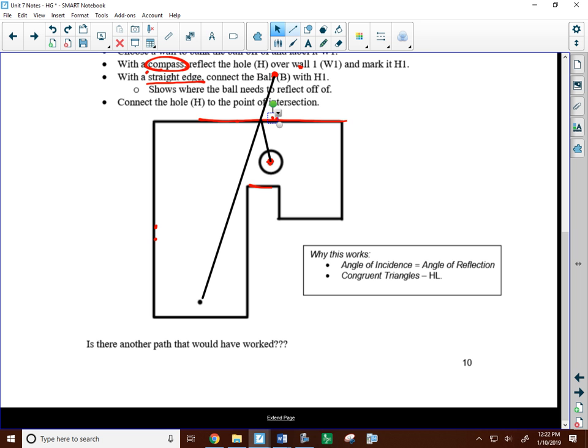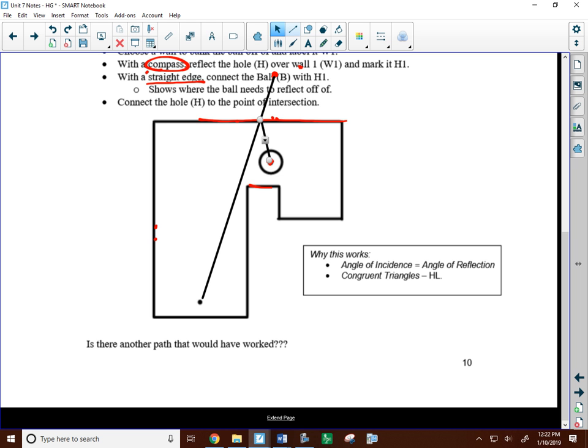How did you get that angle that goes into the hole? It just works out as long as you reflect over this line. It will be the right angle of incidence and the angle of reflection. So the angle it hits the wall at, it will bounce off in the correct angle of reflection.